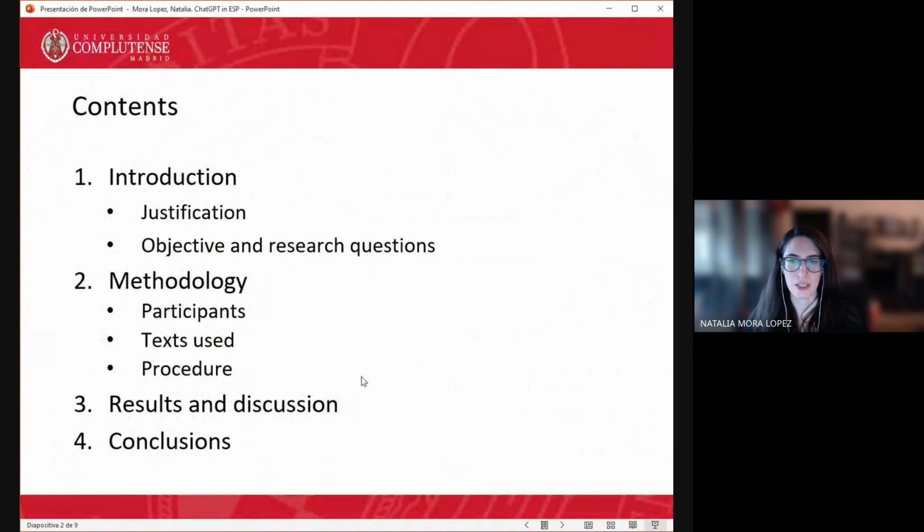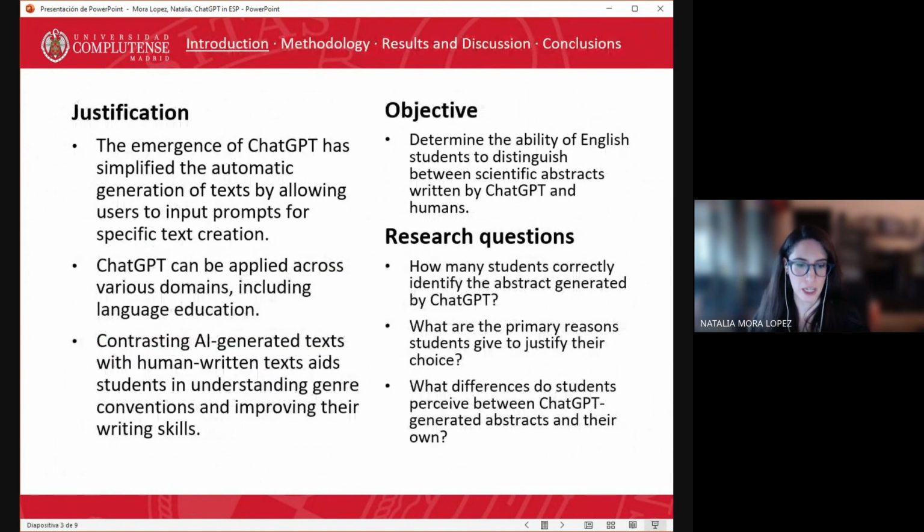So this presentation is divided into introduction, methodology, results and discussion, and conclusions. To start with, the justification for this study would be that the emergence of ChatGPT has simplified the automatic generation of text by allowing users to input prompts for specific text creation. For example, now you can create an abstract for a scientific paper, just telling ChatGPT what the topic would be about. ChatGPT can therefore be applied across various domains, including language education.